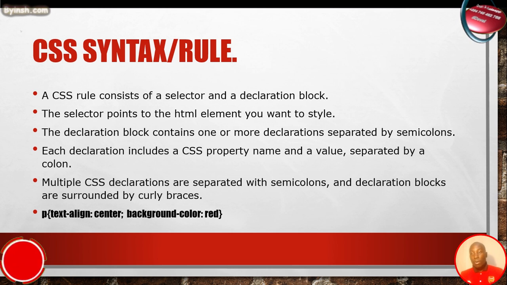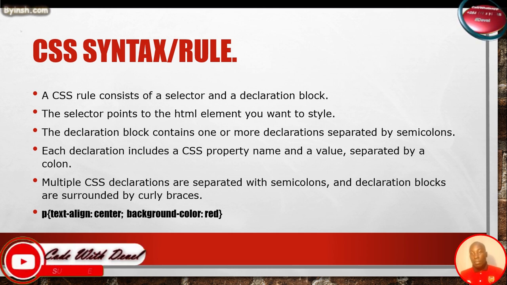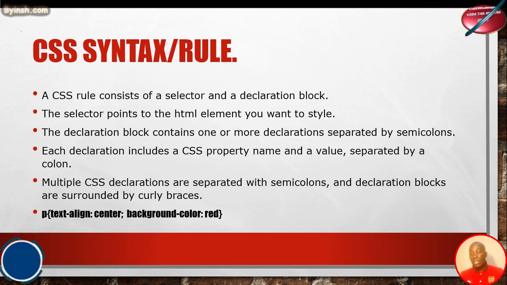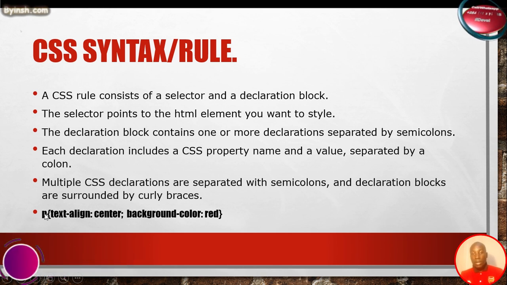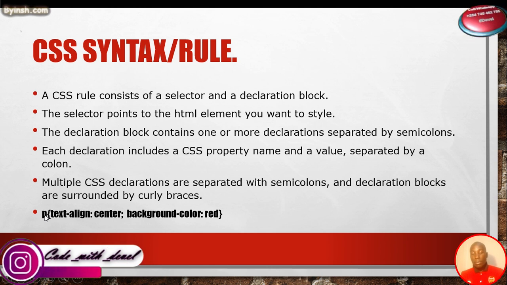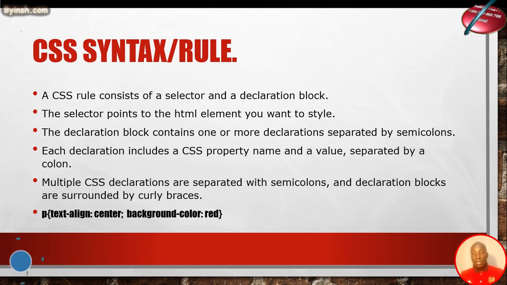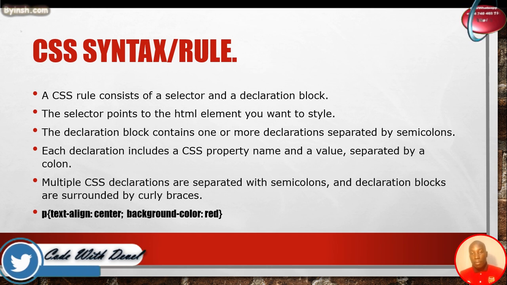And a declaration block contains one or more property names and property values, which are separated by a semicolon when there is more than one, and they are surrounded by curly braces. For example, look at the last line: P means paragraph in HTML. It's a tag name called P, or paragraph. So P will be our selector, which has been identified, so all P's found in the HTML will inherit these property values.